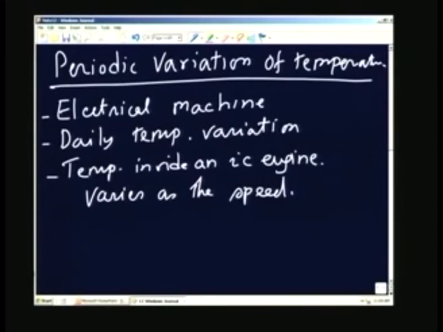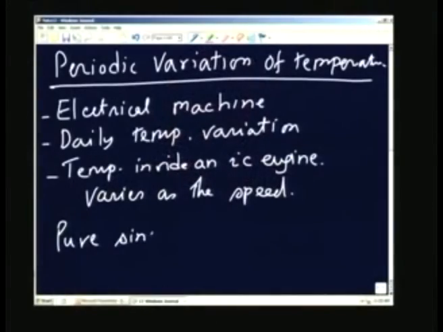So, in the case of an electric machine, if it is 50 cycles, we expect the temperature to vary somewhere in the vicinity of 50 cycles. In the case of an IC engine, depending on the speed, the temperature will vary with respect to time. And in fact, what I will do is I will just take a simple case where I will assume it could be a pure sinusoidal or pure periodic wave given by one single frequency, or it could have a shape which is not necessarily sinusoidal.